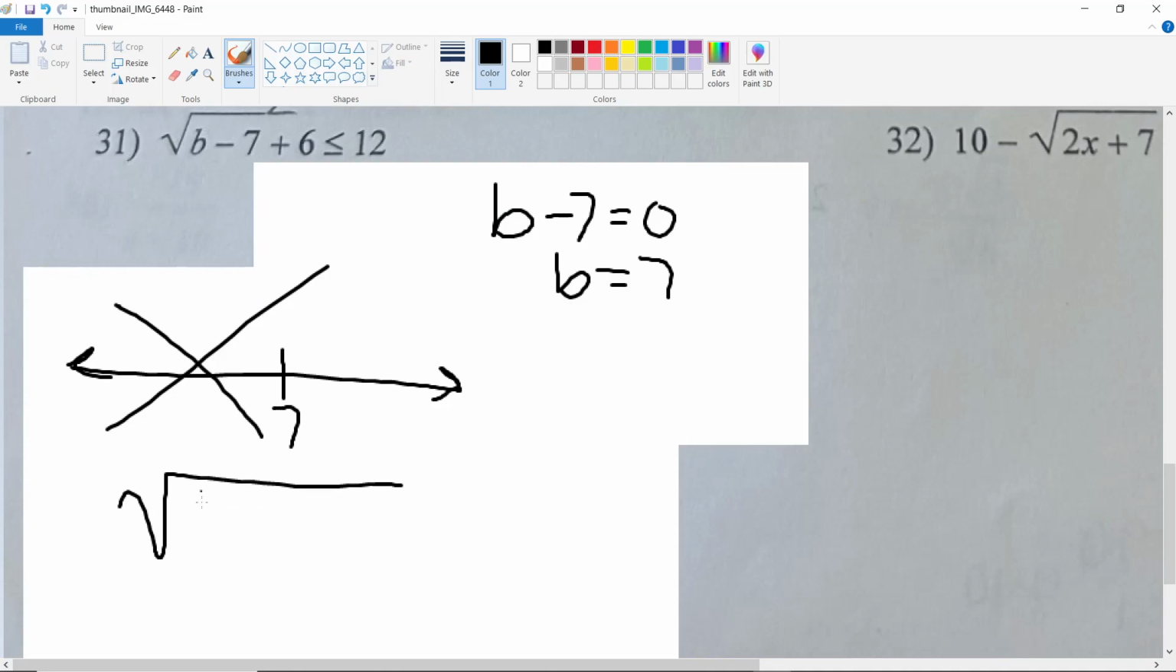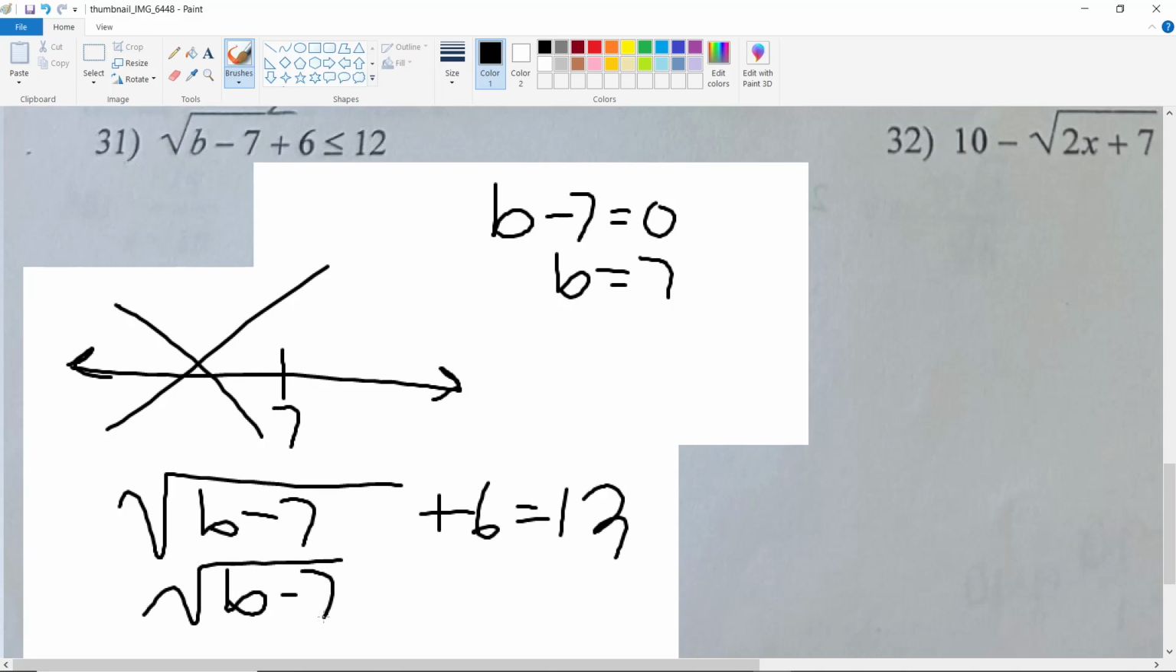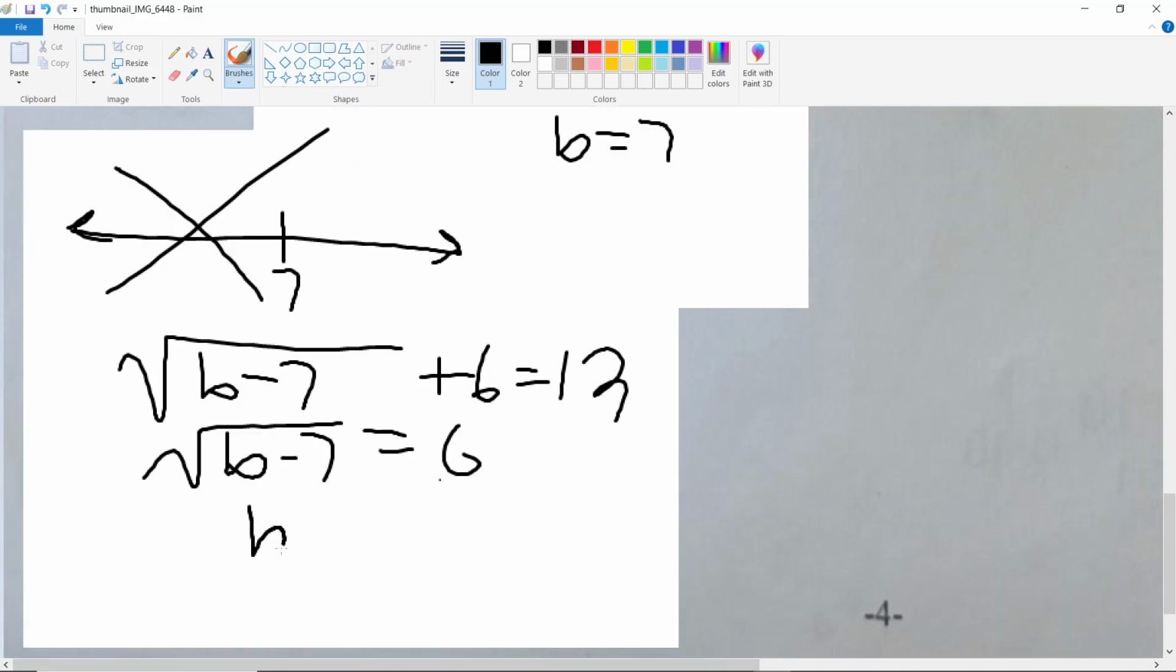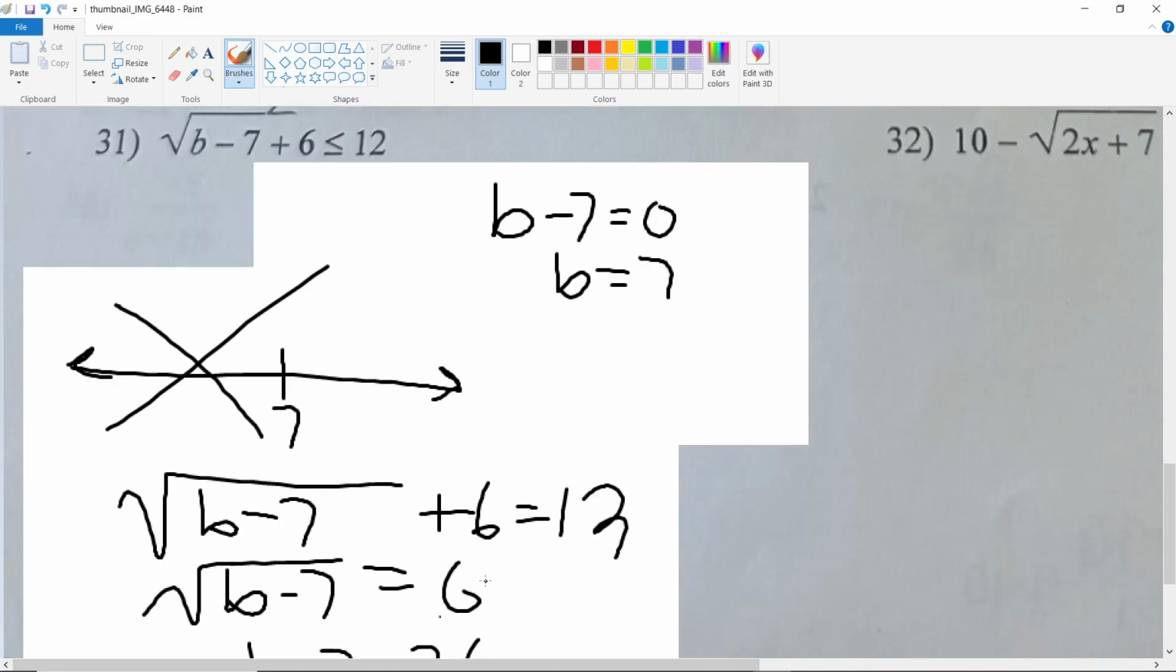Now I'll do this as an equation. Square root of b minus 7 plus 6 equals 12. Square root of b minus 7, 12 minus 6 is 6. Square both sides. B minus 7 equals 36. And b equals 43. So I'll put 43 over here. Doesn't have to be to scale.